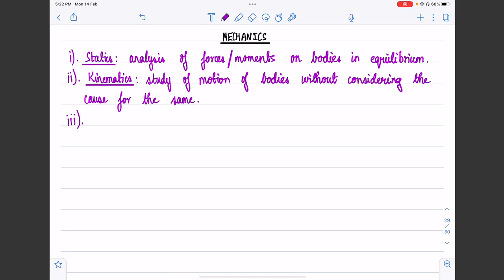Okay, so that's what they provide, right? As far as that's what we do in kinematics. Okay, then comes what is called kinetics.